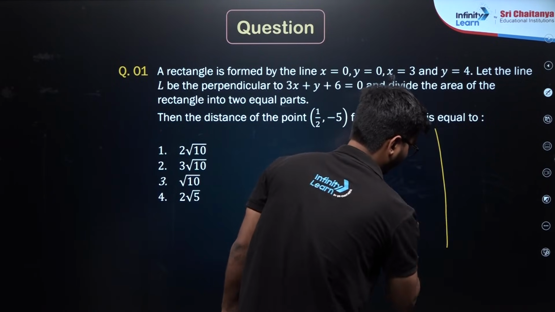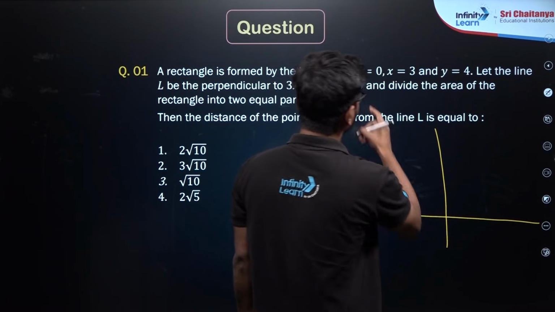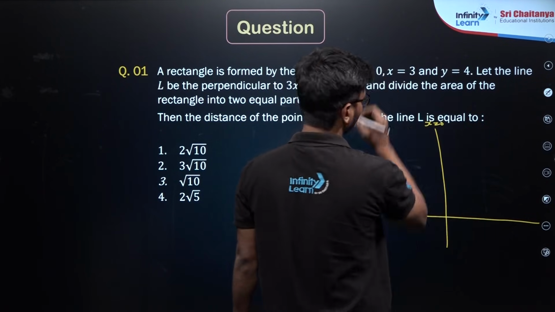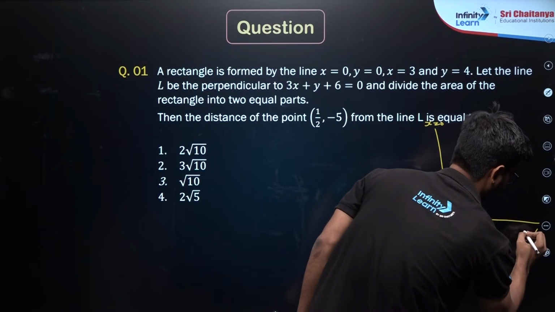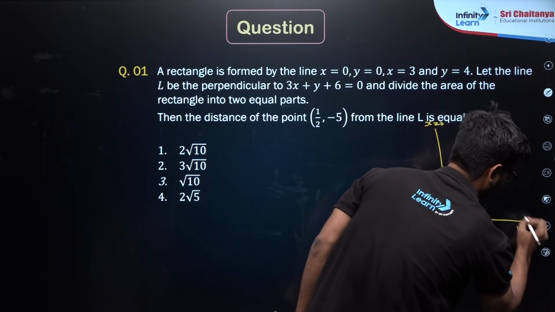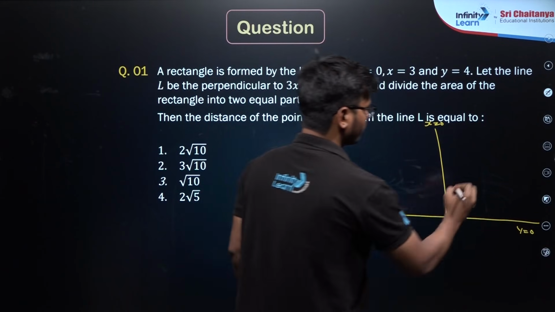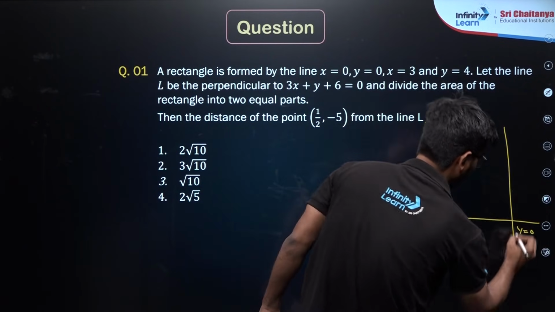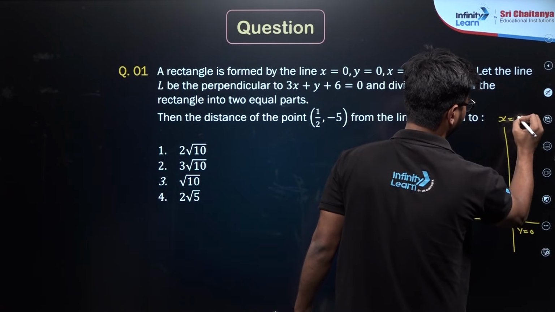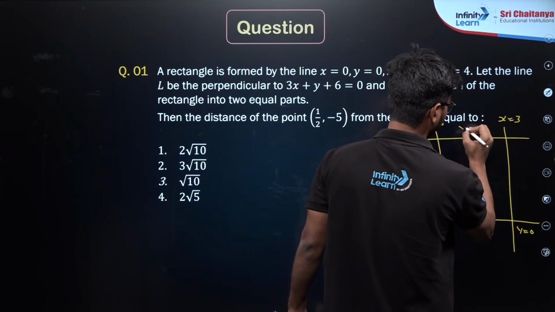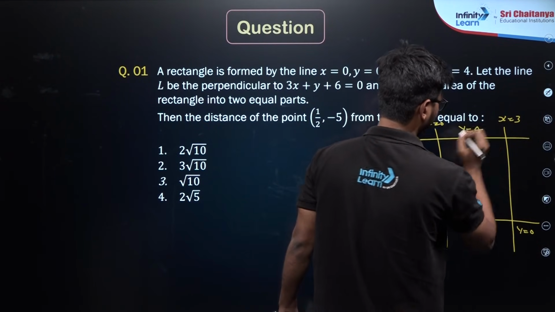So these are my coordinate axes, okay, and we know x equals 0 is nothing but the y axis and y equals 0 is nothing but the x axis. So I can write y equals 0 over here. Now if you read the question, it is x equals 3, so I can draw x equals 3 somewhere here. This is my line x equals 3 and it is given y equals 4. So this is my line y equals 4.